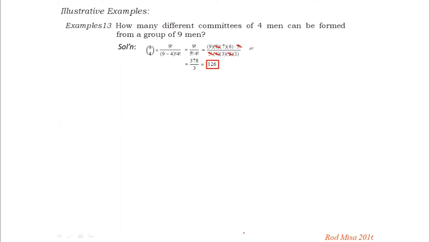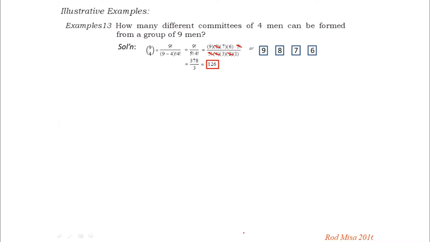Or you may use our fundamental principle of counting by creating 4 boxes here, because we are forming a committee of 4 men from this group of 9 men. And in the first box, you can choose any of the 9 men to be included in your committee of 4. And the second one can be chosen from the remaining 8 men, because one of them has been chosen already. So the third box can have 7 choices, and the fourth box is left with 6 choices.